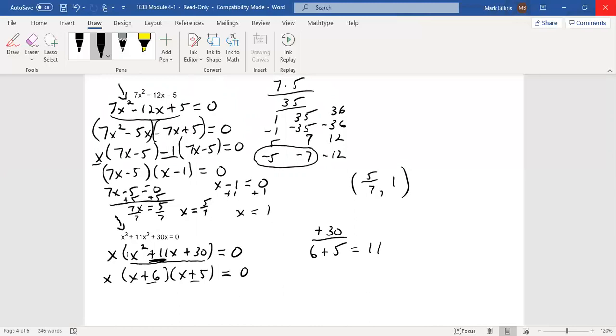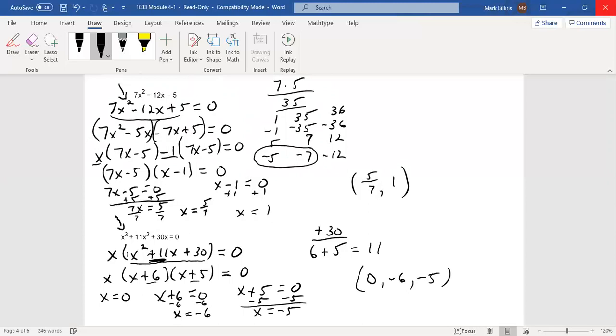So my last step is to set each one of these to 0 to solve. So I have x equals 0 as one of my answers, x plus 6 equals 0, and x plus 5 equals 0. So I'm going to subtract 6 from both sides. So x equals -6, and then I'm going to do the same with the 5. I'm going to subtract 5 from both sides, and that gives me x equals -5. So my 3 solutions would be 0, -6, and -5.